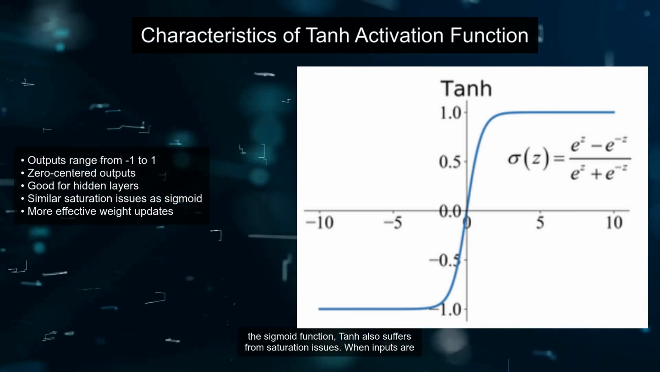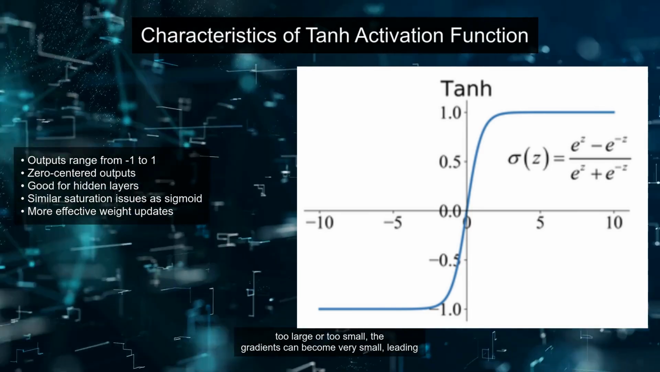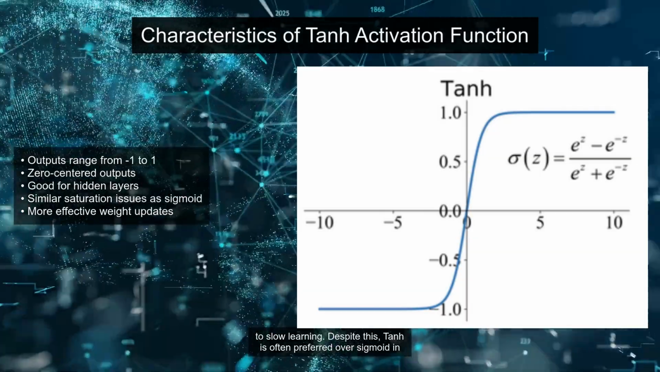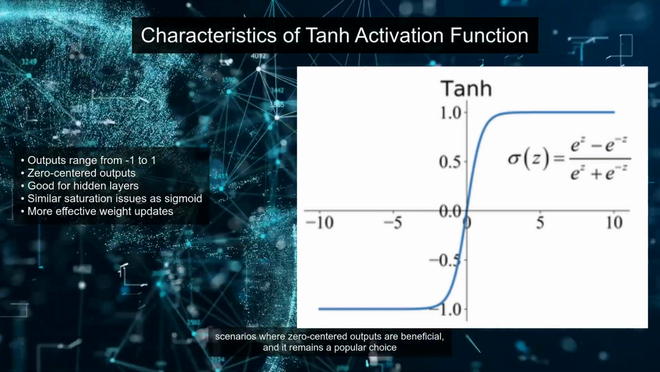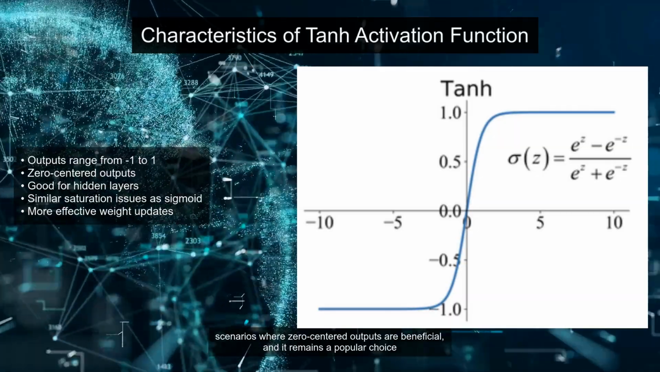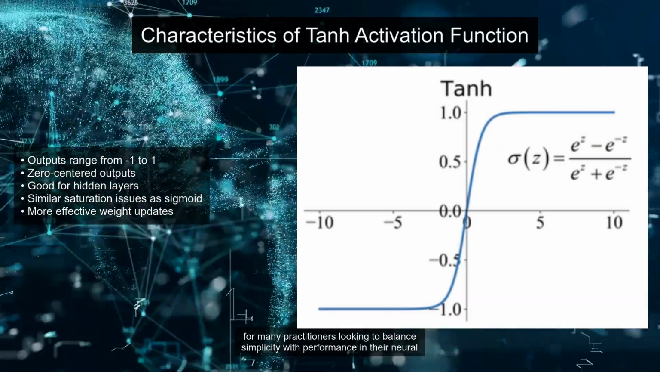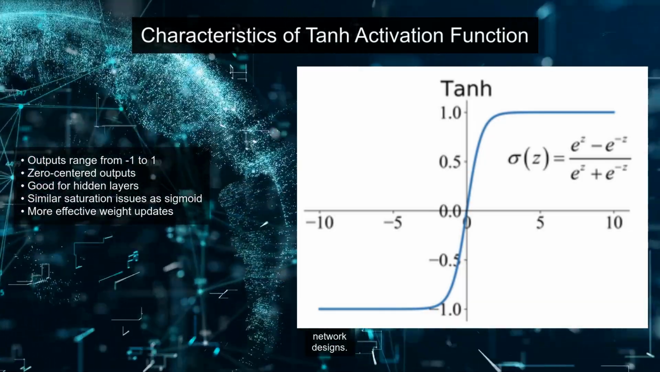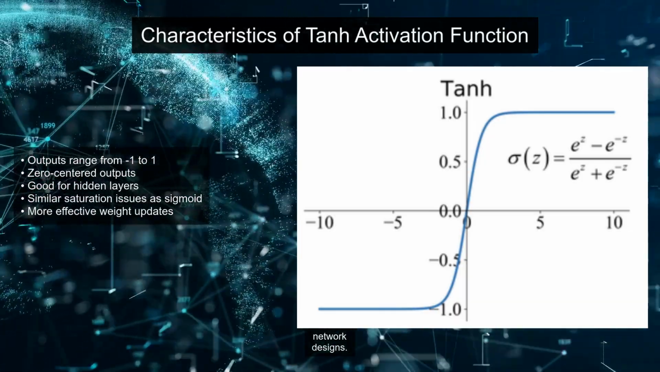However, like the sigmoid function, tanh also suffers from saturation issues. When inputs are too large or too small, the gradients can become very small, leading to slow learning. Despite this, tanh is often preferred over sigmoid in scenarios where zero-centered outputs are beneficial, and it remains a popular choice for many practitioners looking to balance simplicity with performance in their neural network designs.